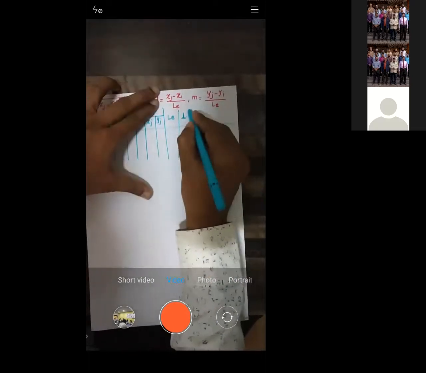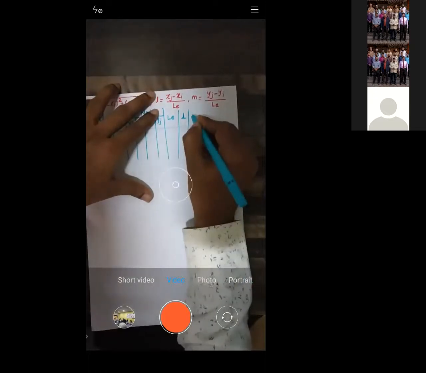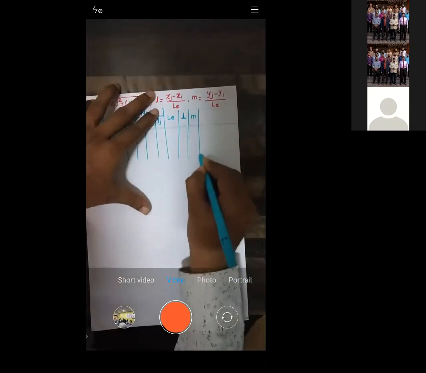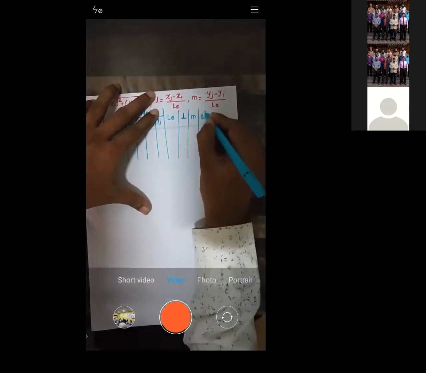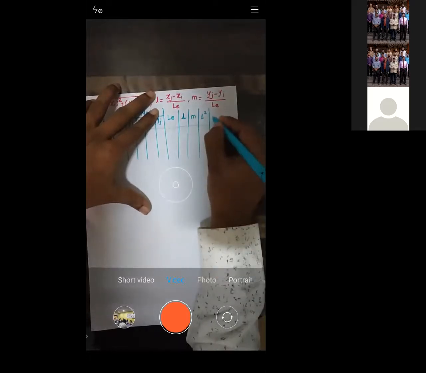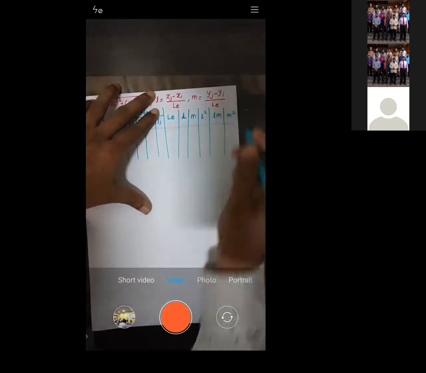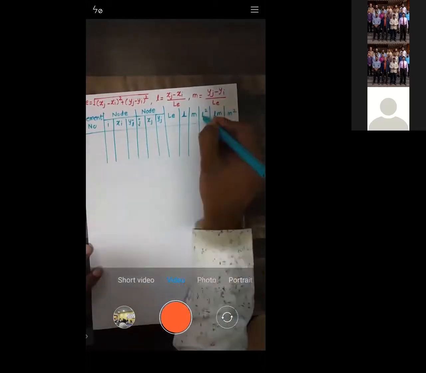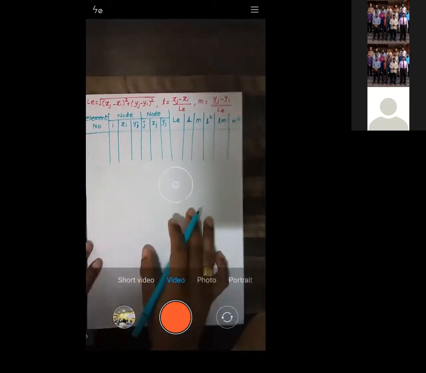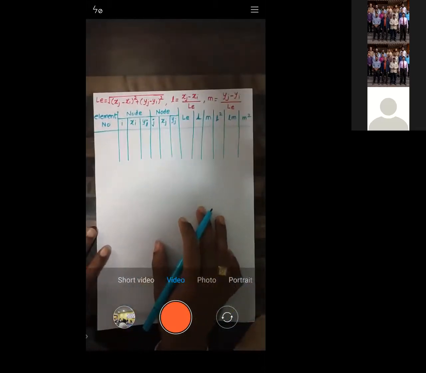Next thing is L. Then it is M. Then L square, LM, and finally M square. L square, LM, and M square. See, this table I already explained to you in the last lecture.